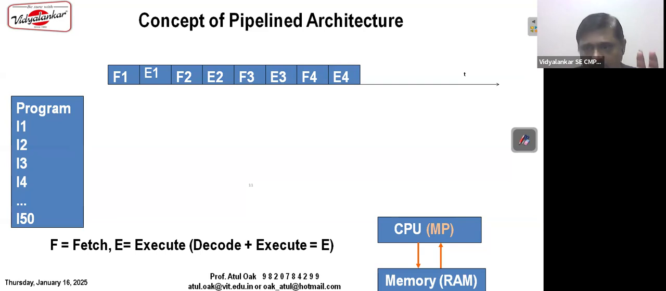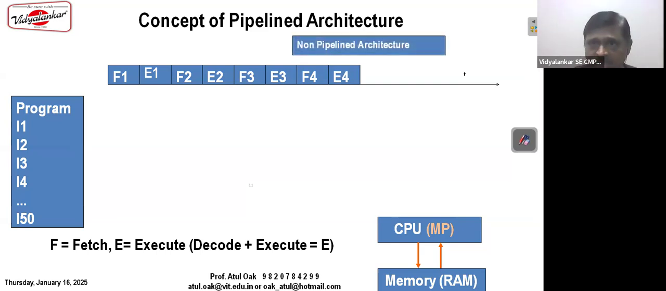This approach is called non-pipelined architecture. See the terminology: non-pipelined architecture. So your processor is designed as a sequential processor. You fetch, decode, execute, and do it again and again.